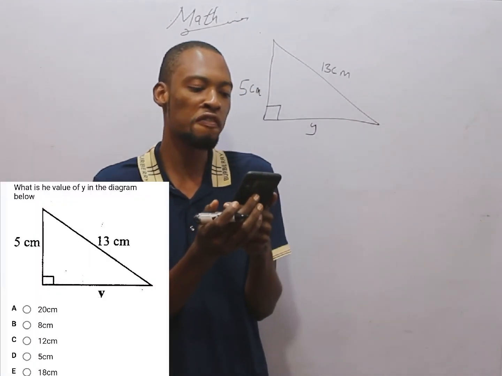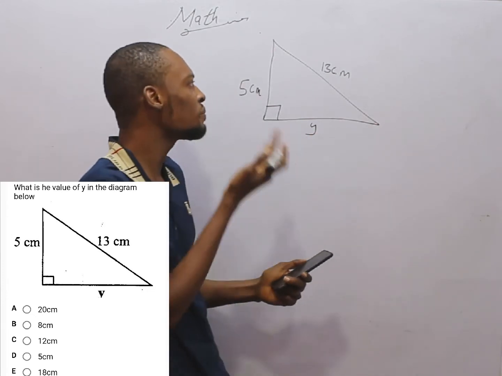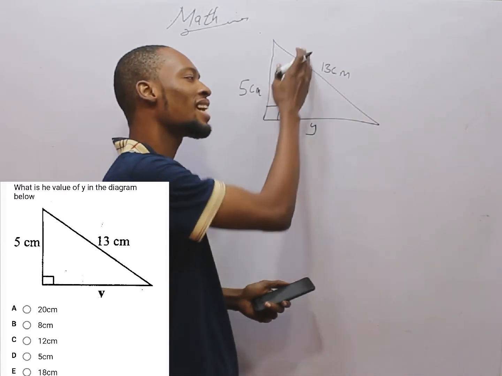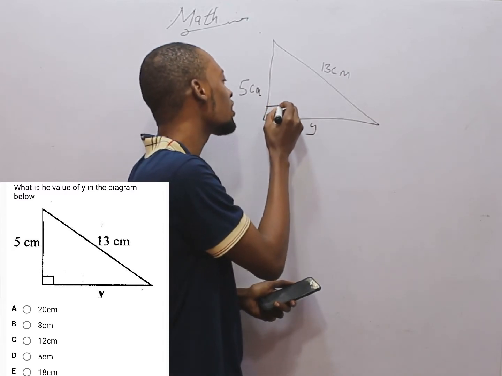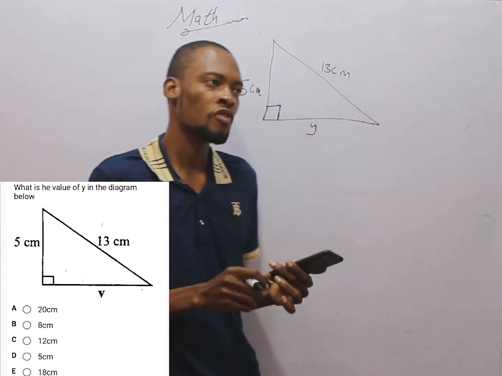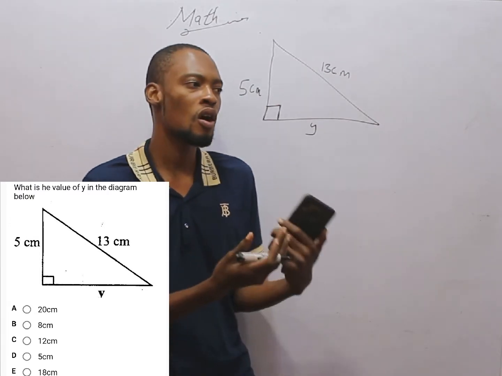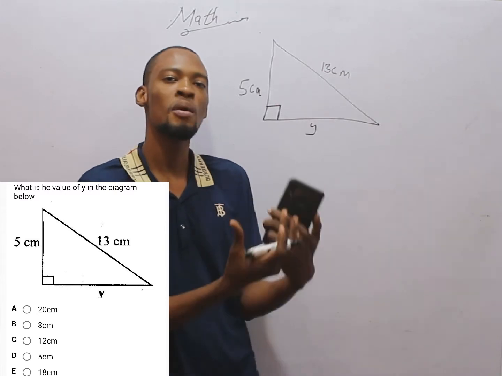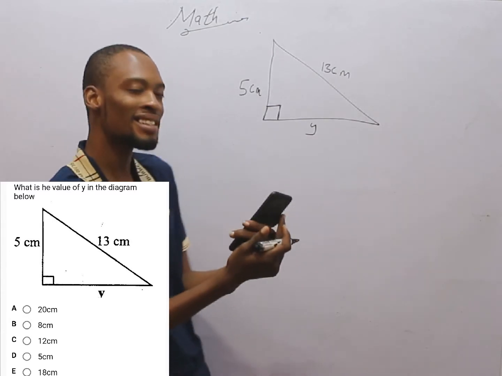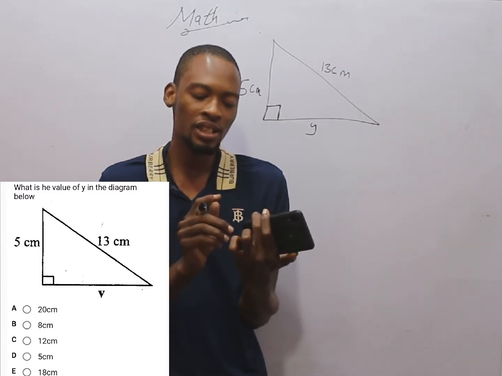What is the value of y in the diagram below? Now, what is this diagram? This is simply a right-angled triangle. Anytime you see a triangle, three-sided shape, with something like this, it simply means this angle is 90 degrees, and 90 degrees is a right angle. We have an acute angle, which is less than 90 degrees. An obtuse angle is greater than 90 degrees but less than 180 degrees. Then a reflex angle is greater than 180 degrees but less than 360 degrees. Then a right angle is 90 degrees.